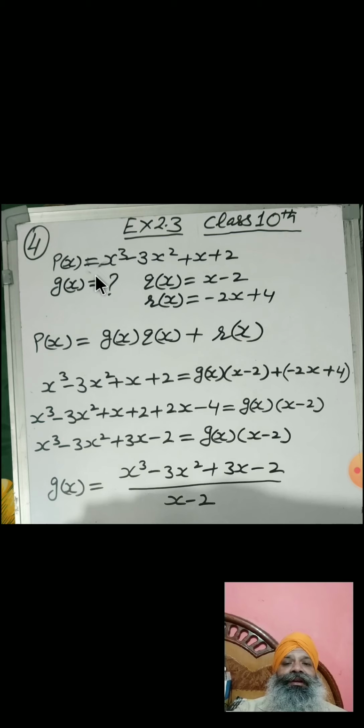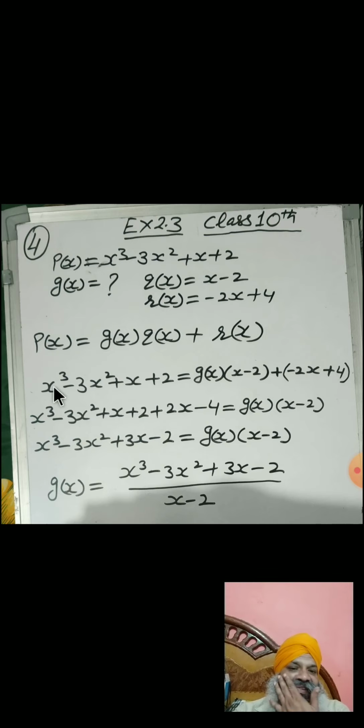Now we put the value of p(x), x cube minus 3x square plus x plus 2, equal to g(x), which we have to find, so we write it as it is. Then we put the value of q(x), that is x minus 2, plus the value of r(x), which is minus 2x plus 4, in place of r(x) in this division algorithm.